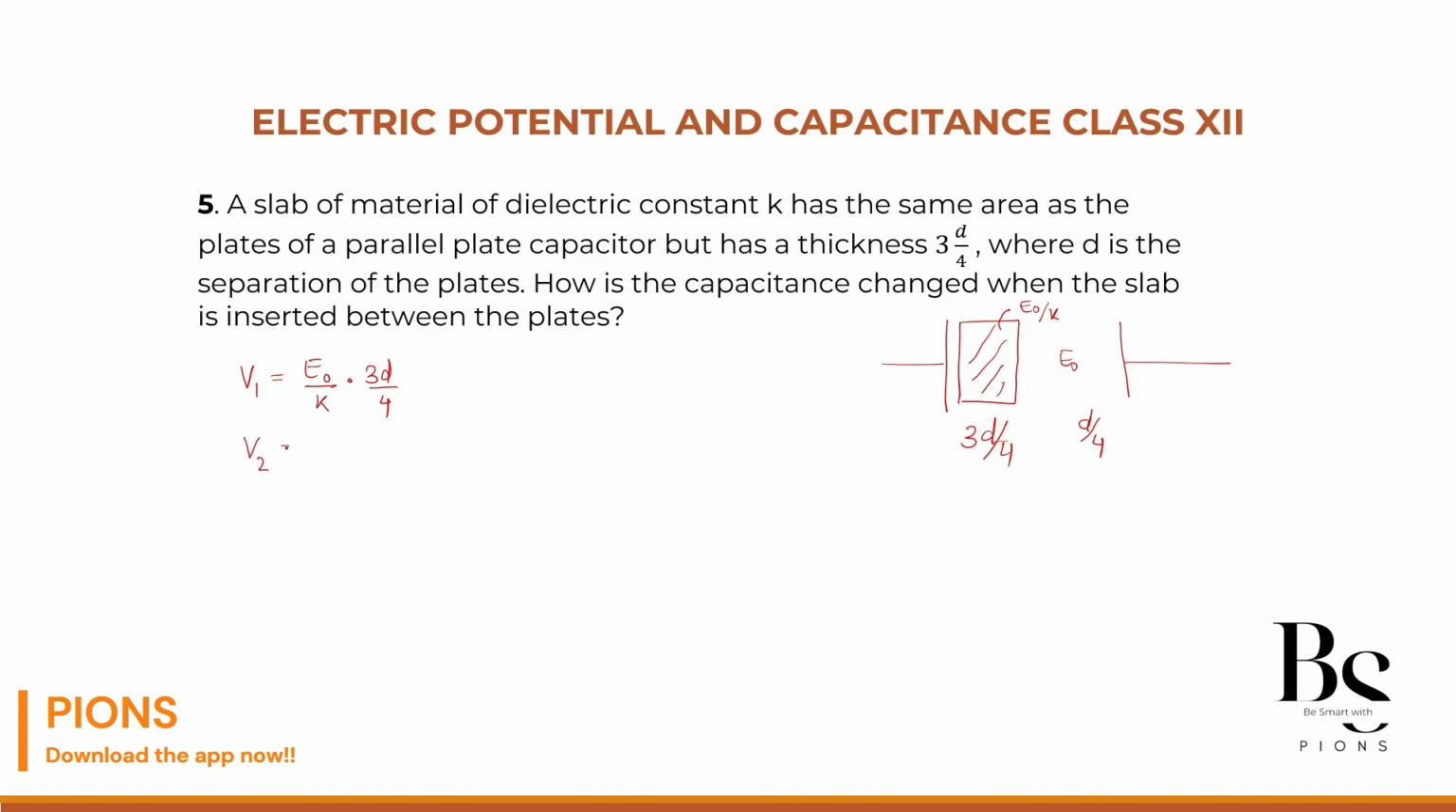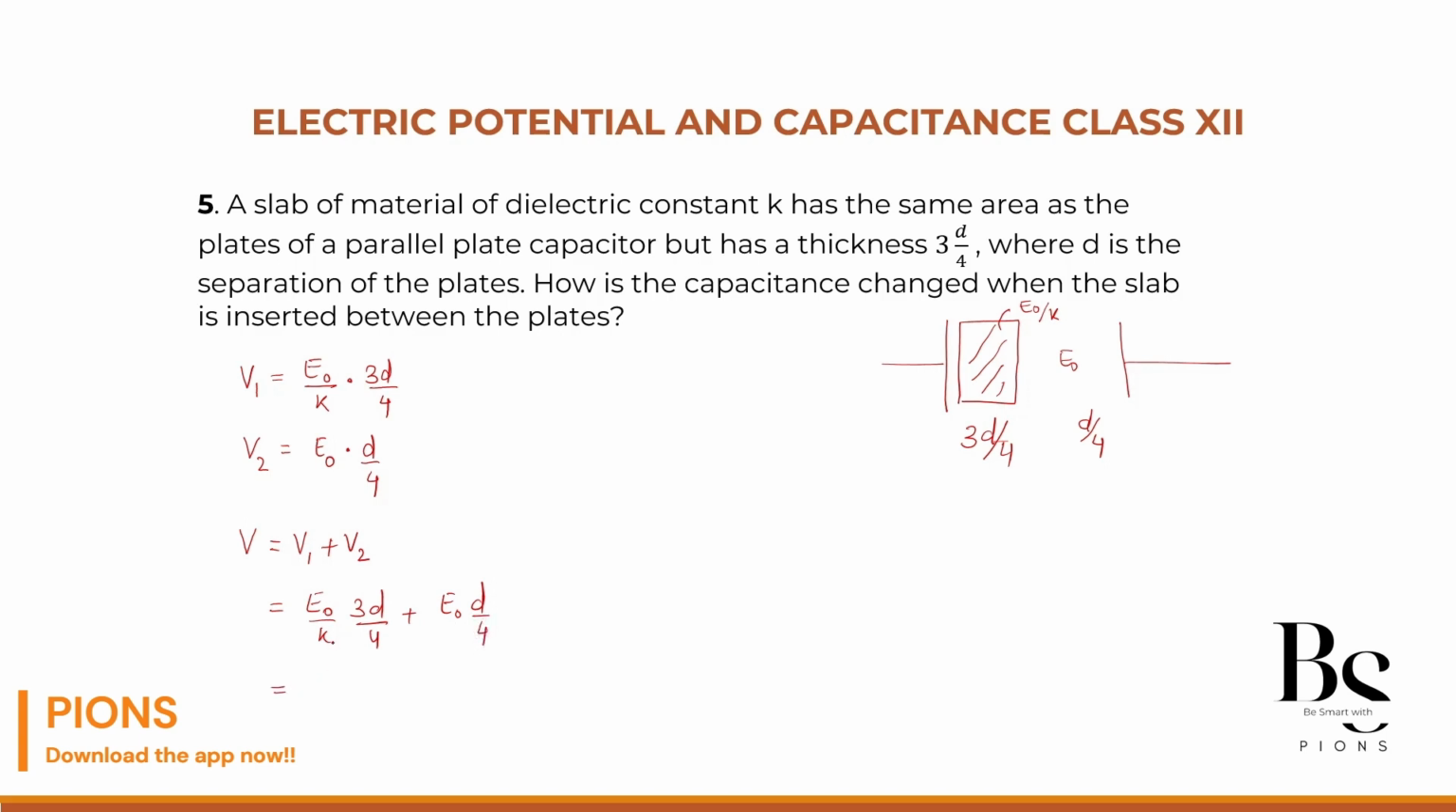Now what's your voltage V2? V2 is the voltage across this empty space across the capacitor, and the electric field across that empty space is E naught, into the separation D by 4. So net voltage will be V, which equals V1 plus V2 by superposition principle. Let's add both of them. So it will become E naught by K into 3D by 4 plus E naught into D by 4, right?